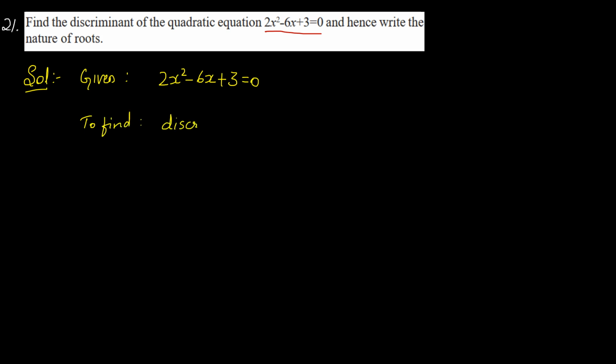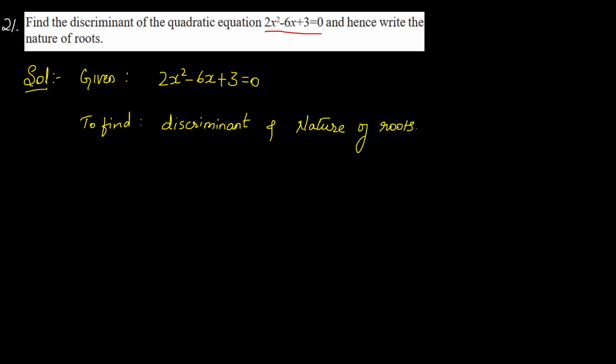Next question, that is the 21st question. Find the discriminant of the quadratic equation. They have given the quadratic equation 2x square minus 6x plus 3 is equal to 0, and hence write the nature of the roots. First we have to write the given data, that is 2x square minus 6x plus 3, and what we need to find? We need to find the discriminant and the nature of the roots.